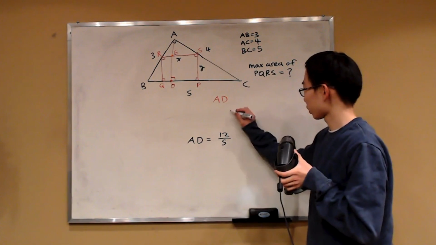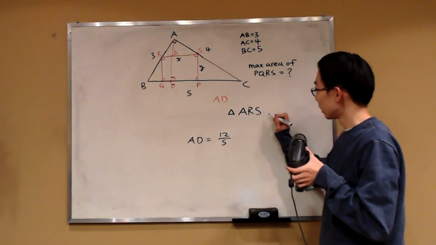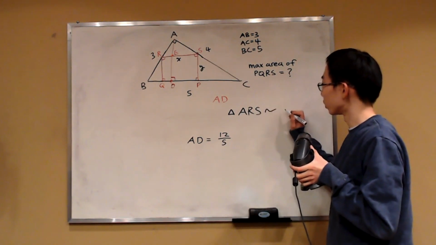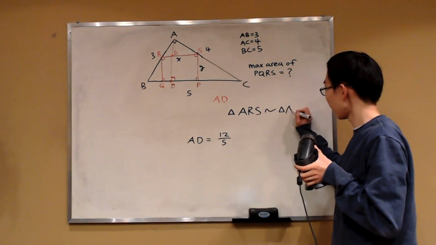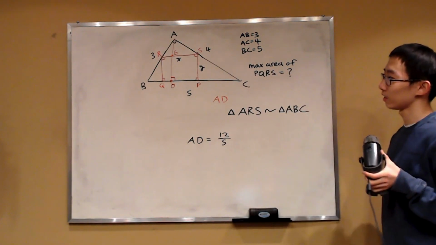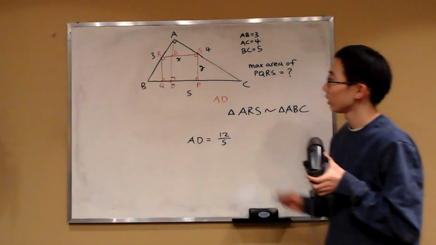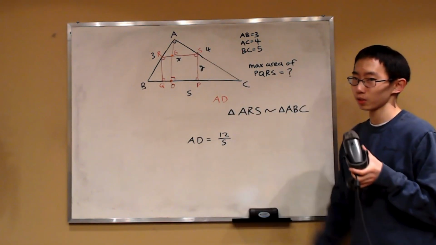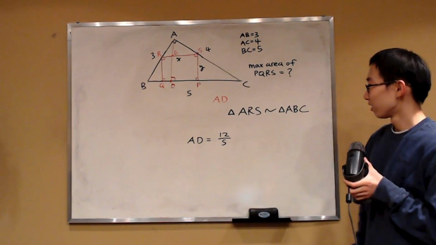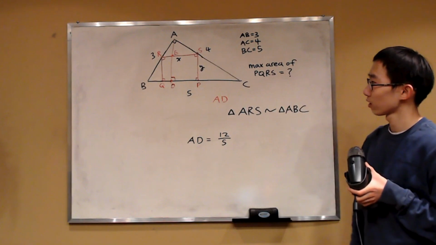This pair is triangle ARS. This is similar to triangle ABC. They are similar, and it's kind of obvious why. Since RS is parallel to BC, the corresponding angles will be equal. So they're similar. Now, because they are similar, we can set up the proportions for the side lengths.